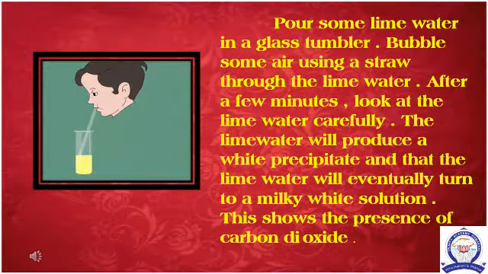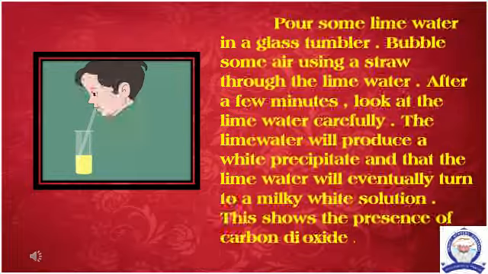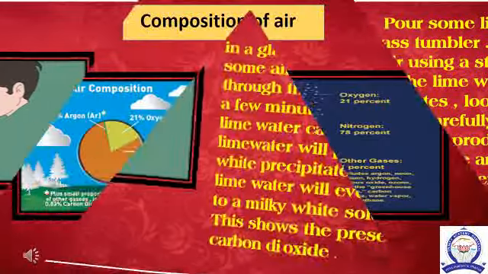Now, test for carbon dioxide in air. Pour some lime water in a glass tumbler. Bubble some air using a straw through the lime water. After a few minutes, look at the lime water carefully. The lime water will produce a white precipitate and will eventually turn into a milky white solution. This shows the presence of carbon dioxide in air.